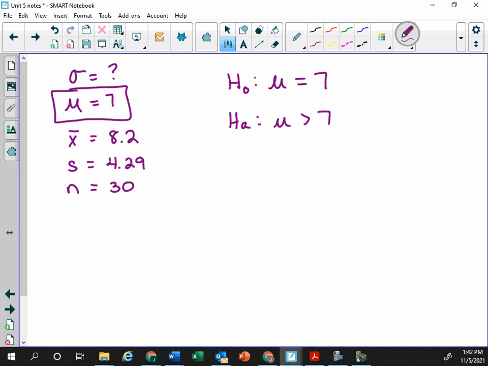Sometimes it's good to just note for yourself off to the side what your alpha level is, so you remember at the end. Our alpha level is 0.05. Troubles? You good? Okay. Perfect.